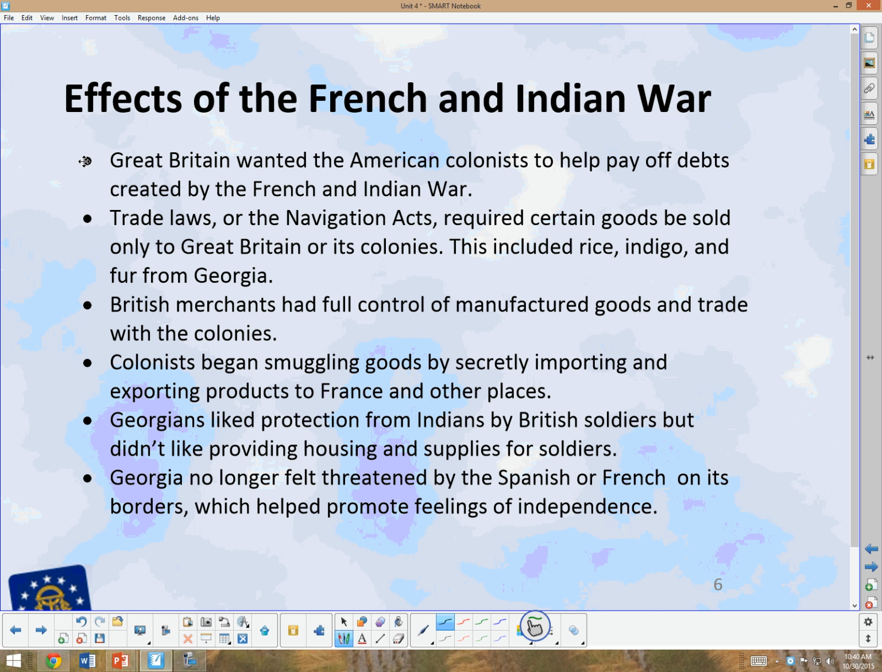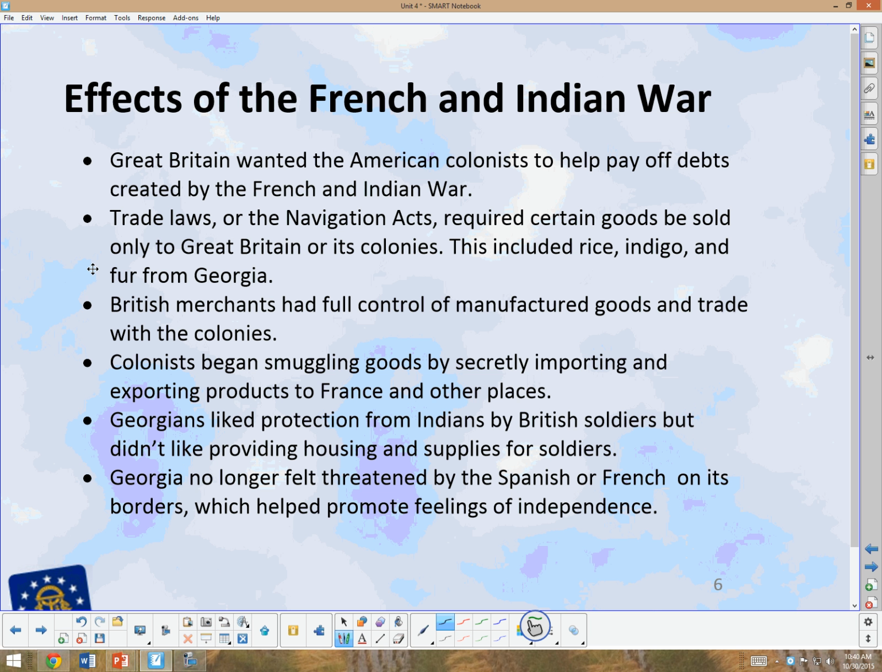Now, there were also trade laws, or the Navigation Acts, that were on the books. This goes back to that idea of mercantilism. The Navigation Acts required that certain goods be sold only to Great Britain or its colonies, like rice, indigo, and fur from Georgia. So British merchants controlled manufactured goods and trade with the colonies. The colonists began to resent this and began to smuggle, or secretly import and export, products to France and to other places.